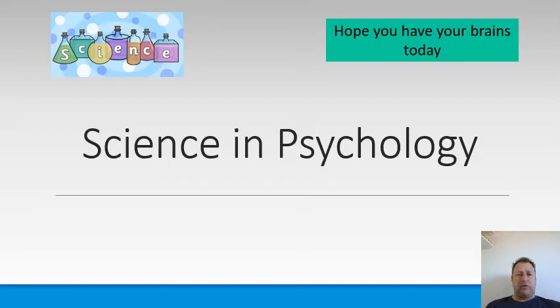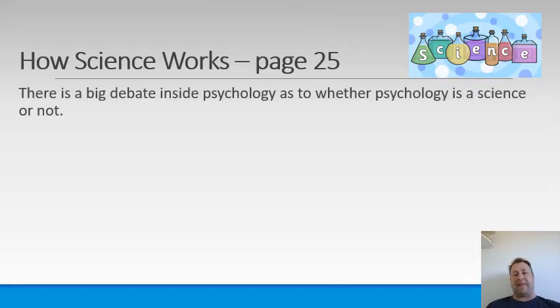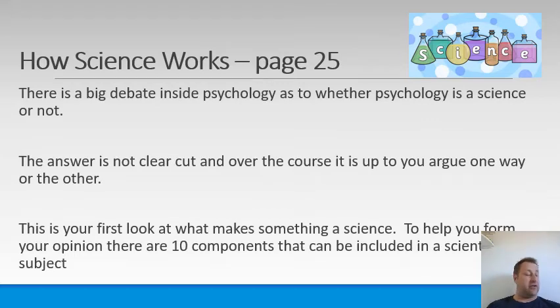So the last thing that Marcus said he didn't teach you in component one was the science in psychology, and is psychology a science? This information is on page 25 of your booklet. There is just a massive debate here about whether psychology is a science or not. There is not a right answer. Some people say yes, some people say no, some people say kind of. To help us determine if you think we are a science or not, we can look at the 10 components that make something a science.